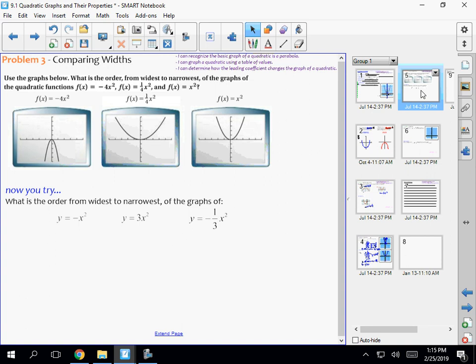Now, here the number is 1. Here the number is 1/4. Which one would you say is wider, this middle one at 1, the 1/4 or the 1? 1/4.